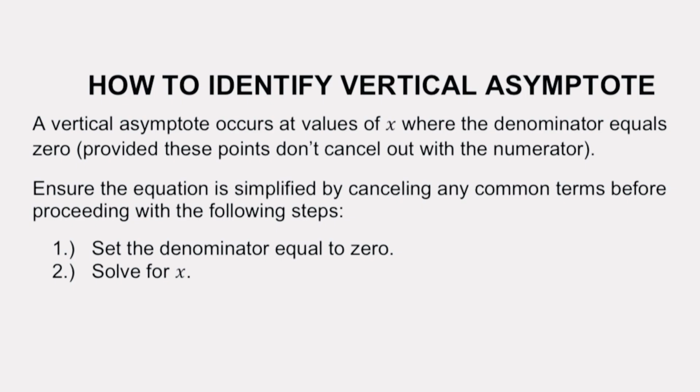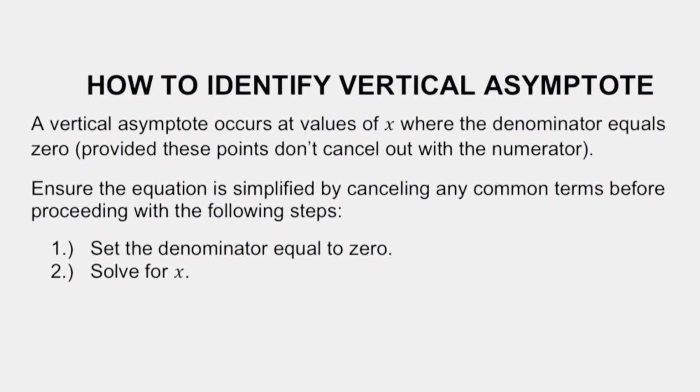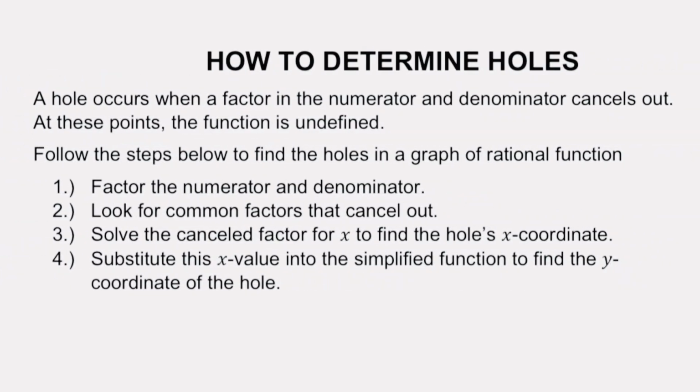So how do we find the holes in rational functions? Holes in rational functions occur when a factor in the numerator and the denominator cancels out. At these points, the function is undefined. So these are the steps to determine the holes of a rational function.